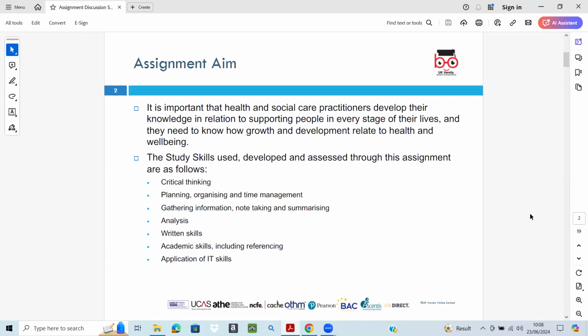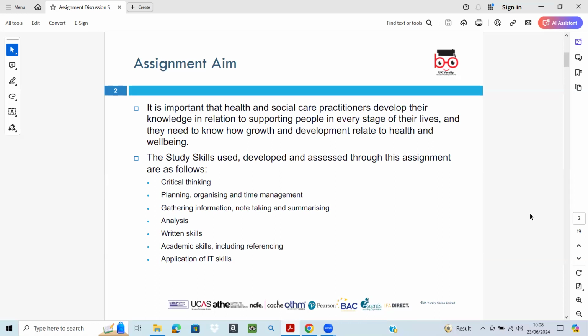Then we have written skills. Clear written and verbal communication is essential in the field of health and social care. All practitioners need to write reports, care plans, and documentation that are accurate, professional, and easily understood by others involved in the care process.